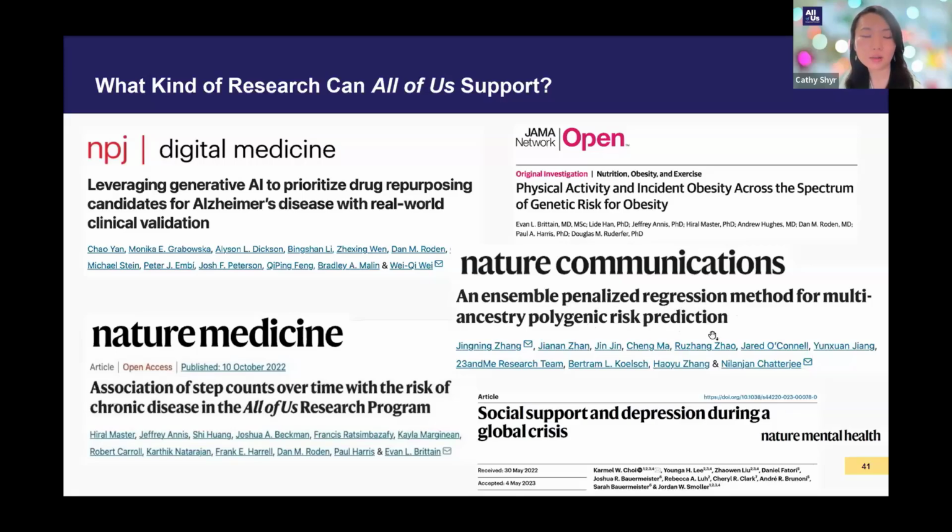Now, later during the lunch and learn, we will be doing a deep dive into the study that you see here on the bottom left. This is a study that was published in Nature Medicine in 2022, looking at the association of physical activity, specifically step counts, over time and how that correlates with the risk of chronic disease in the All of Us Research Program.